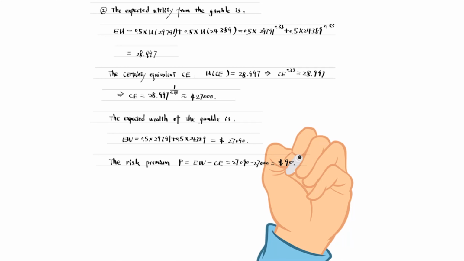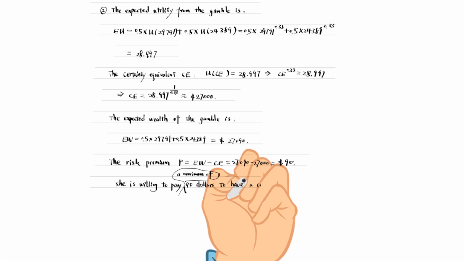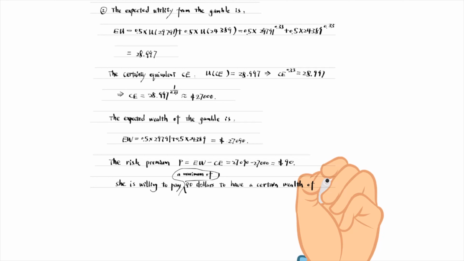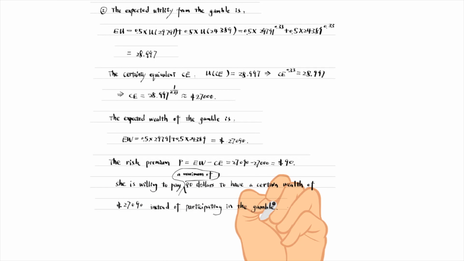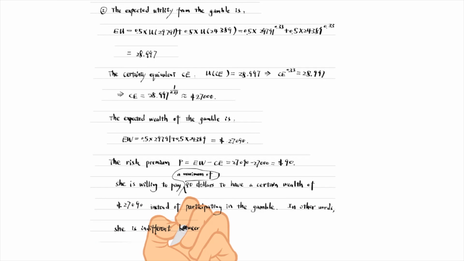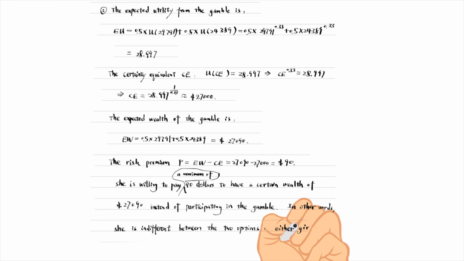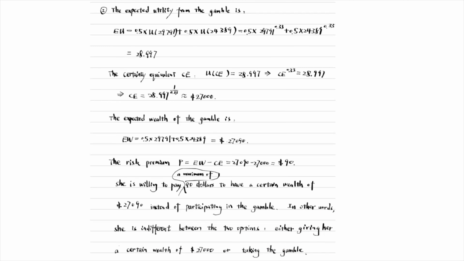Her risk premium is $90. She is willing to pay a maximum of $90 to have a certain wealth of $27,090 instead of participating in the gamble. In other words, she is indifferent between the two options, either giving her a certain wealth of $27,000 or taking the gamble.